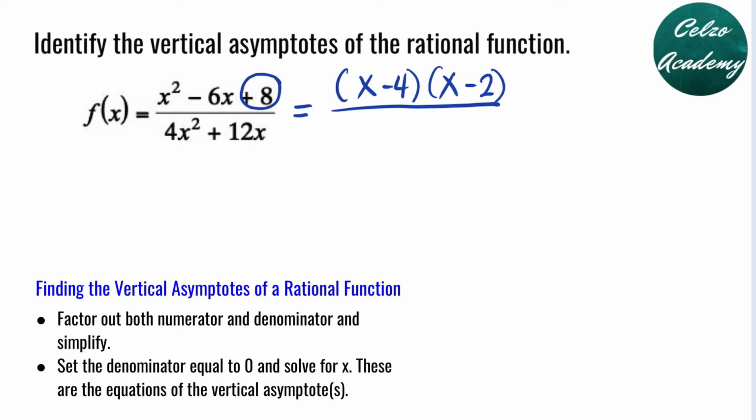What do you notice with the denominator? Our denominator has a GCF of 4x. If we factor out 4x, what do you think will be inside the parentheses? What do you need to multiply with 4x to get 4x squared? X, right? 4x times x is 4x squared. What do you multiply with 4x to get the 12x? Plus 3, because 4x times 3 is 12x.